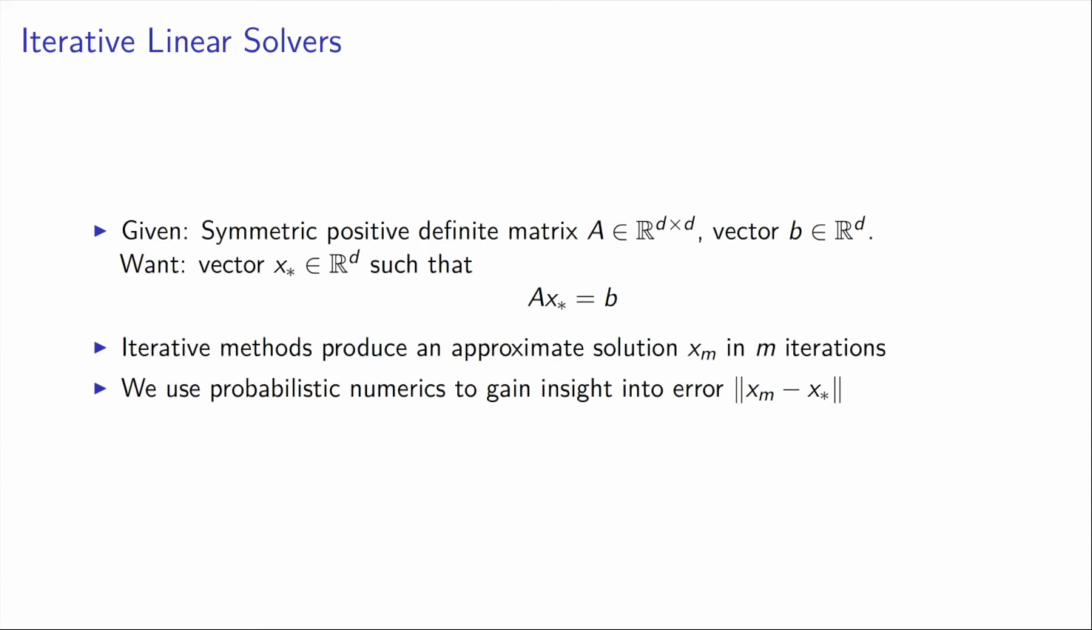So suppose you're given a symmetric positive definite matrix A and a vector b, and we want to find the vector x star such that A times x star is equal to b. An iterative linear solver will produce an approximate solution xm in m iterations. We're going to use probabilistic numerics to gain insight into the error, that's the difference between your approximate solution xm and your true solution x star.